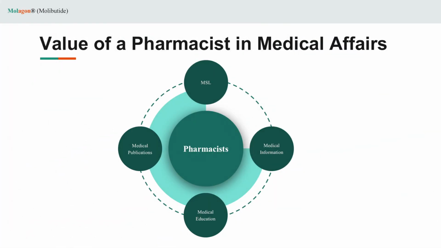And next, I'll be talking about the value of the pharmacist in the medical affairs department. Pharmacists can be of value in any number of roles under the medical affairs umbrella. For example, medical science liaison. As a credible individual with clinical knowledge, pharmacists are able to converse on a peer-to-peer level with prescribers and physicians.